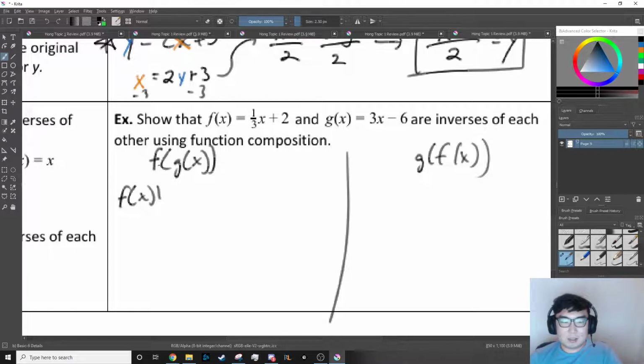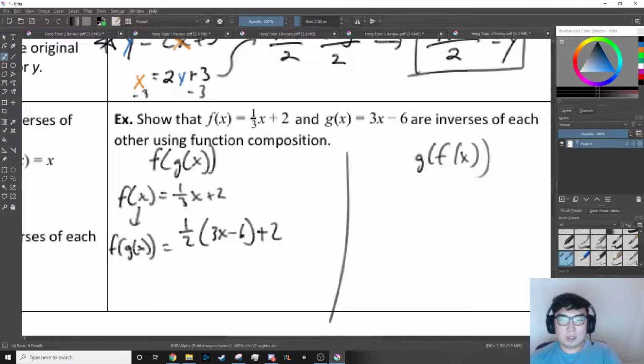f of x is equal to 1/3 x plus 2. Then this is going to turn into f of g of x is equal to 1/3 times 3x minus 6, plus 2. Then I'm going to distribute. Wait, that's not a half. This is a third. So this is x minus 2 plus 2, which is equal to x. And this is true. And this is f of g of x.